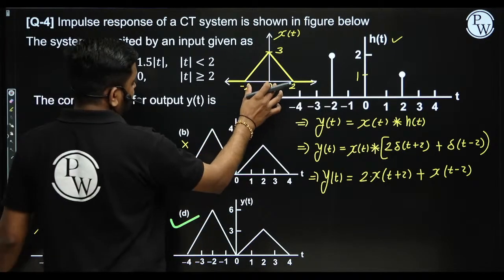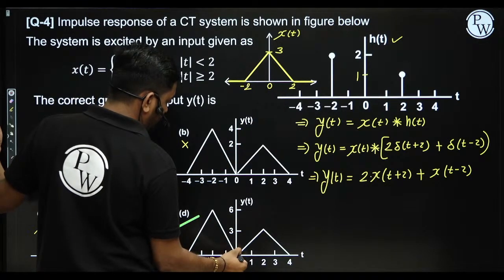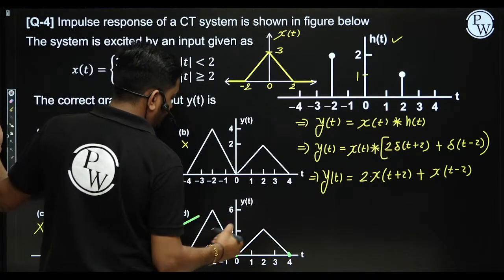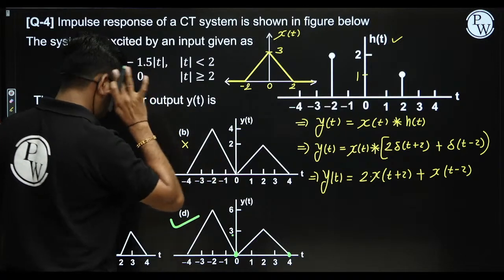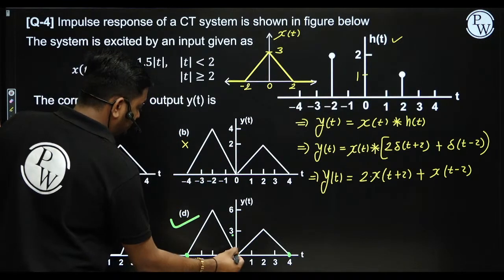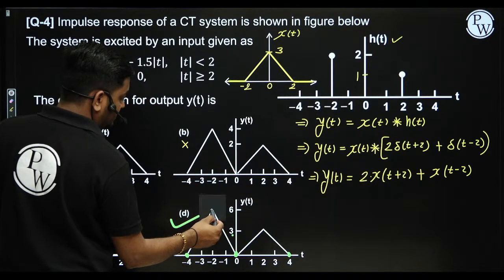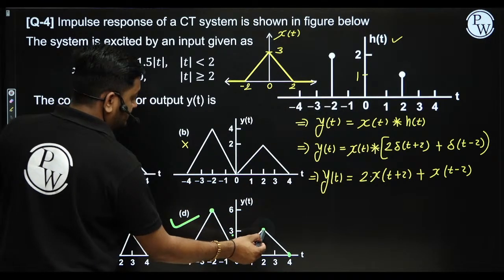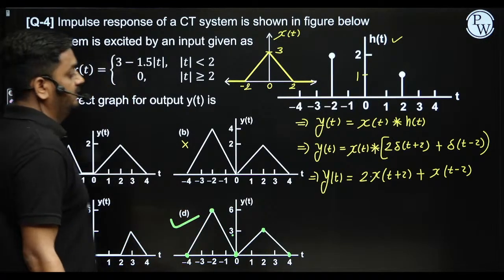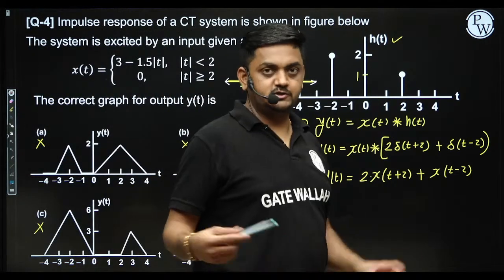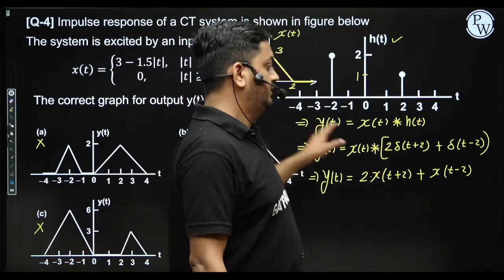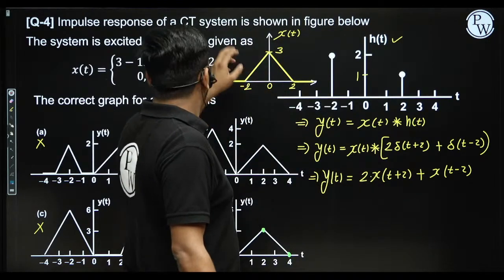Shift right side by 2 seconds, between 0 and 4 with amplitude 3, guys. Shift left side by 2 seconds, between -4 and 0 with amplitude 6, because 2 multiplied by 3 is 6, guys. Clear? And here the amplitude is 3. That's why option D is the correct answer. Okay? So this is also a conceptual question. Fine? Now next question.